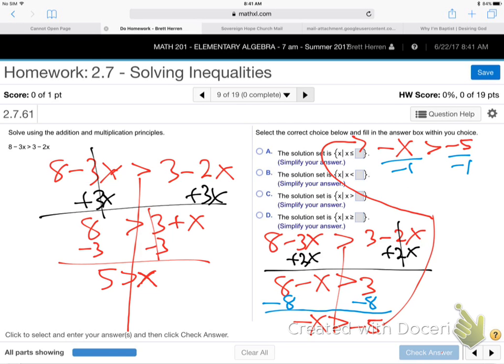Now, here's where we have one difference between solving an equal sign problem and solving a greater than or less than kind of problem. Have you seen this before, that when you divide by a negative, you need to flip that symbol? The symbol needs to turn the other way when you divide by a negative. So in other words, this becomes x less than 5. Does that make sense there?